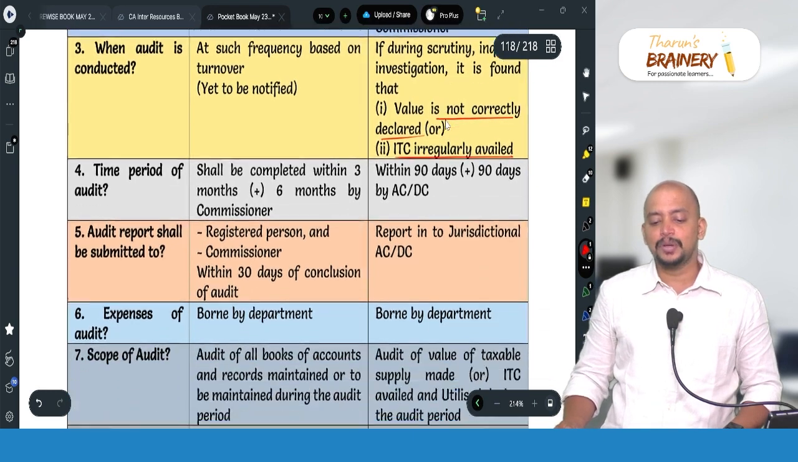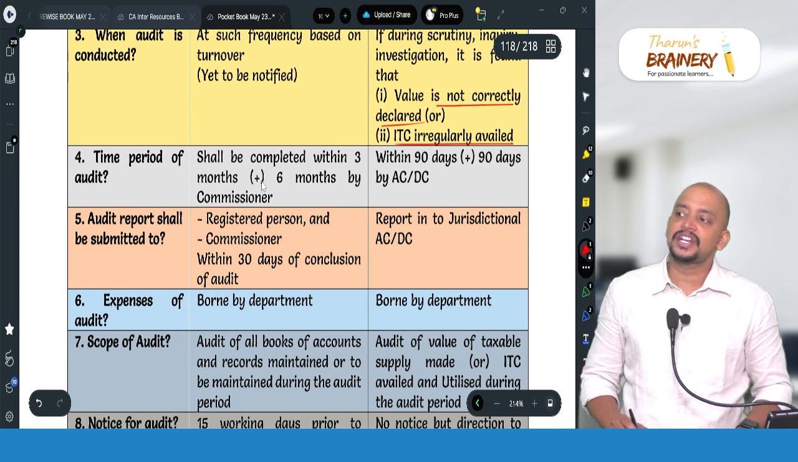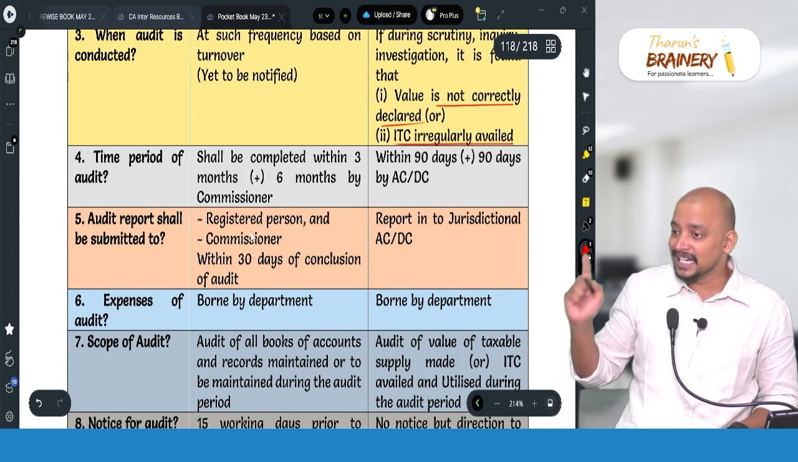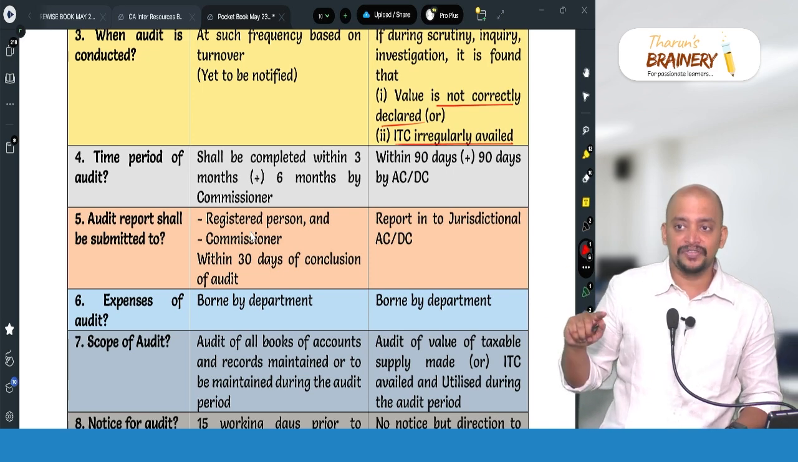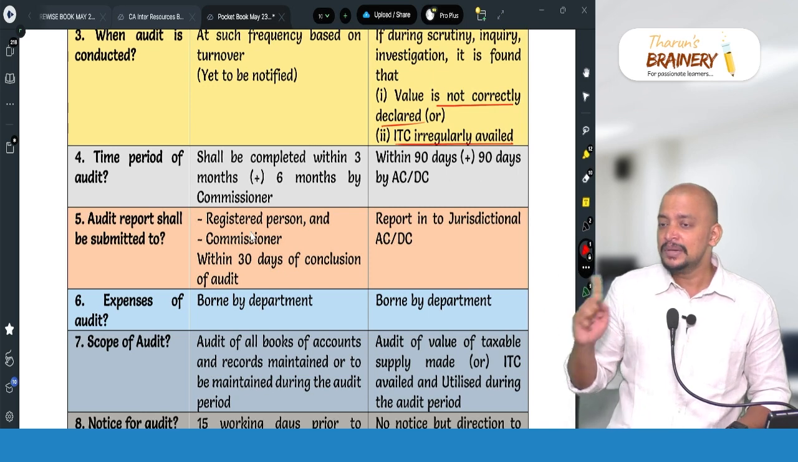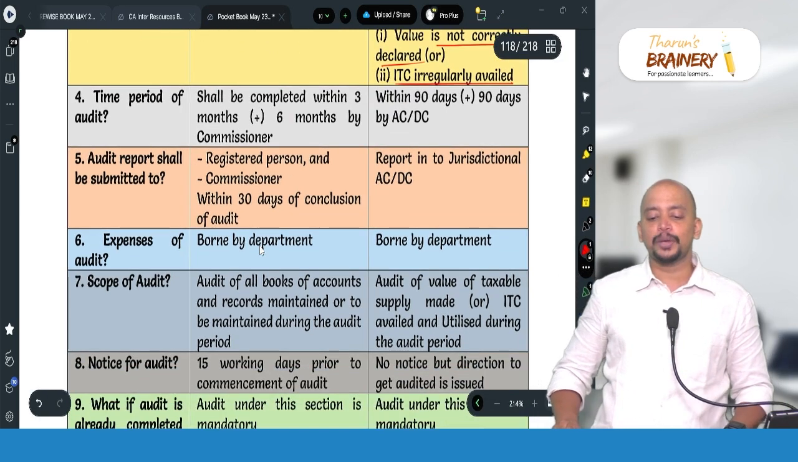And what is the time limit for completing the departmental audit? 3 months, and it can be extended for a further period of 6 months. Whereas for special audit, it will be 90 days, and it can be extended for a further period of 90 days. So there it is 90 plus 90 for special audit, but departmental audit will be 3 months plus 6 months. And to whom will the audit report be submitted?